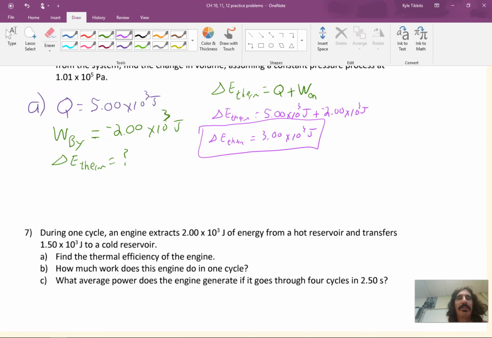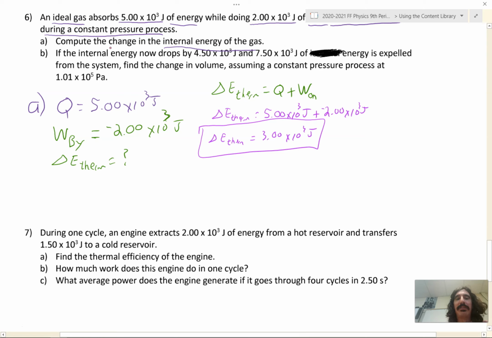The tricky part with these questions is our negative signs. When work is being done by the system, we have to negate it. When work is being done on the system by the environment, it stays positive.